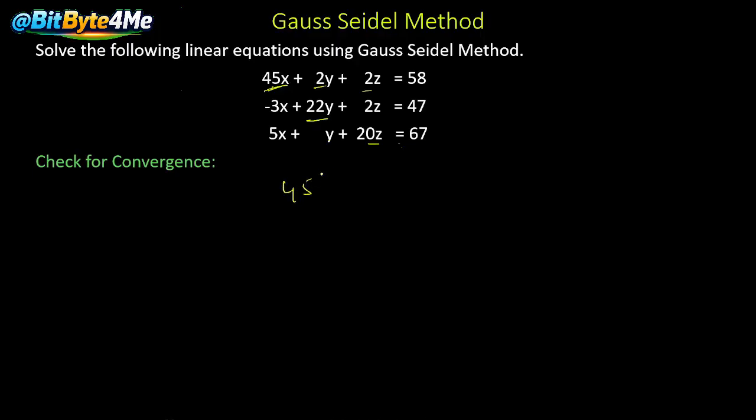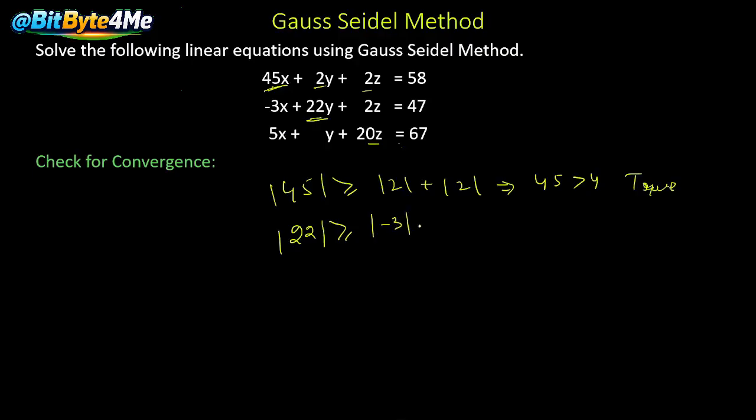मींस 45 का मोड शुड बी ग्रेटर देन 2 का मोड प्लस 2 का मोड. That is 45 is greater than 4, so it's true. So first है हमें मिल गया कि ये true है. सेकेंड हम चेक करेंगे कि ये कोफिशिएंट 22 का मोड शुड बी ग्रेटर देन, इक्वल टू भी हो सकता है, ग्रेटर देन इक्वल टू -3 का मोड प्लस 2 का मोड. दैट इज 22 is greater than 5, so it's also true.